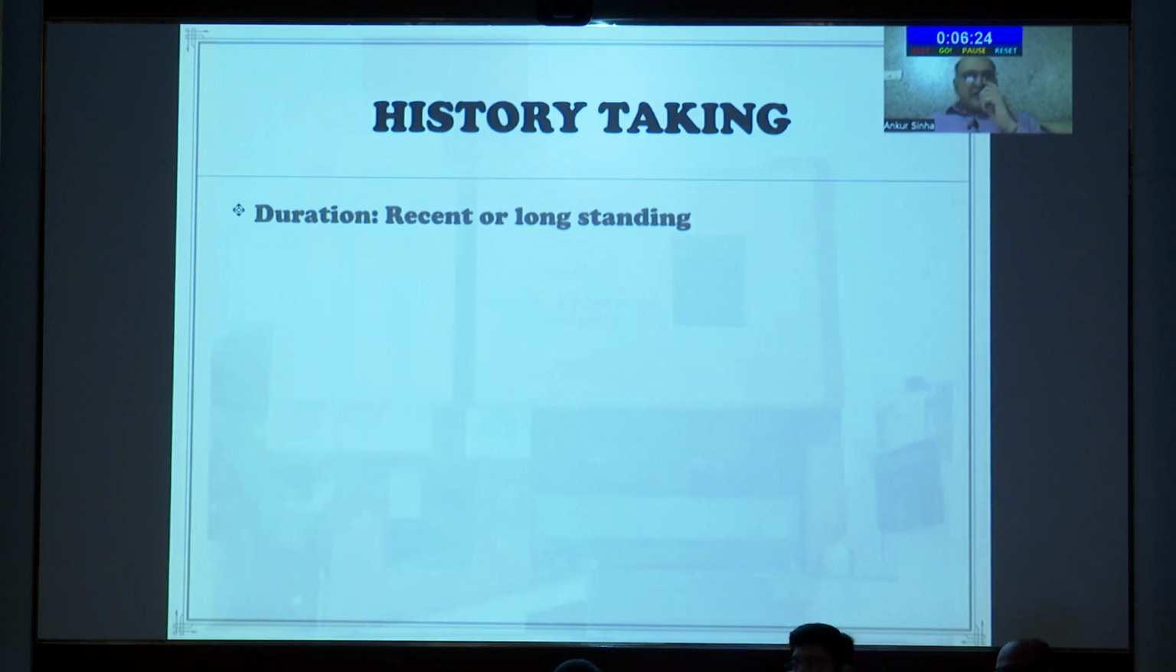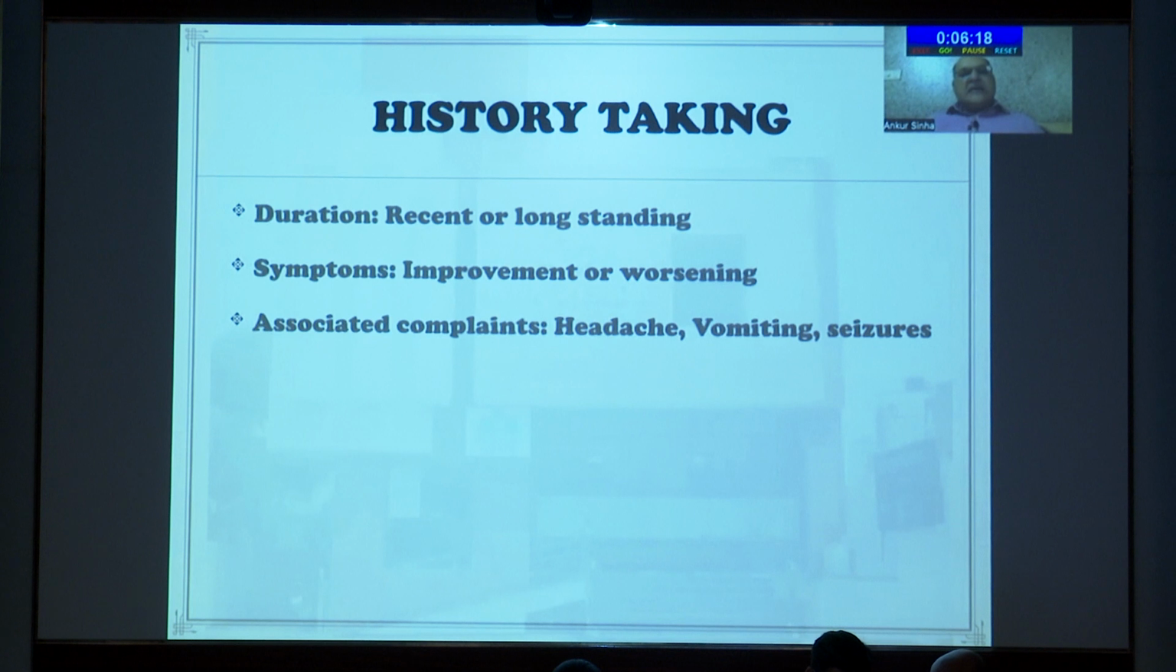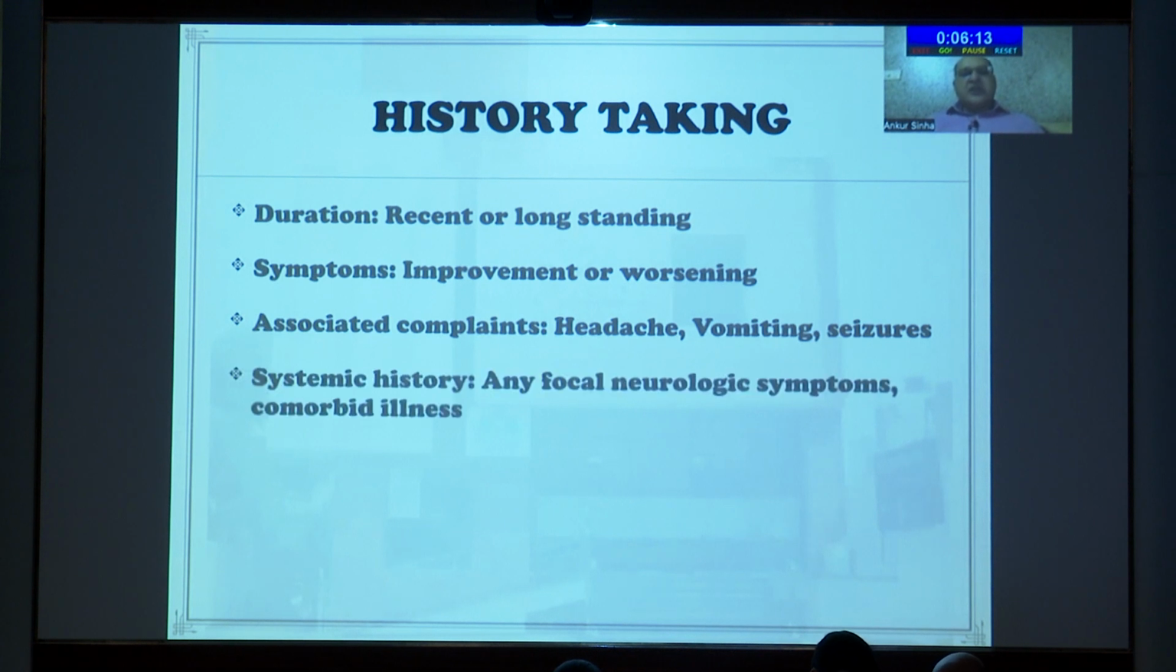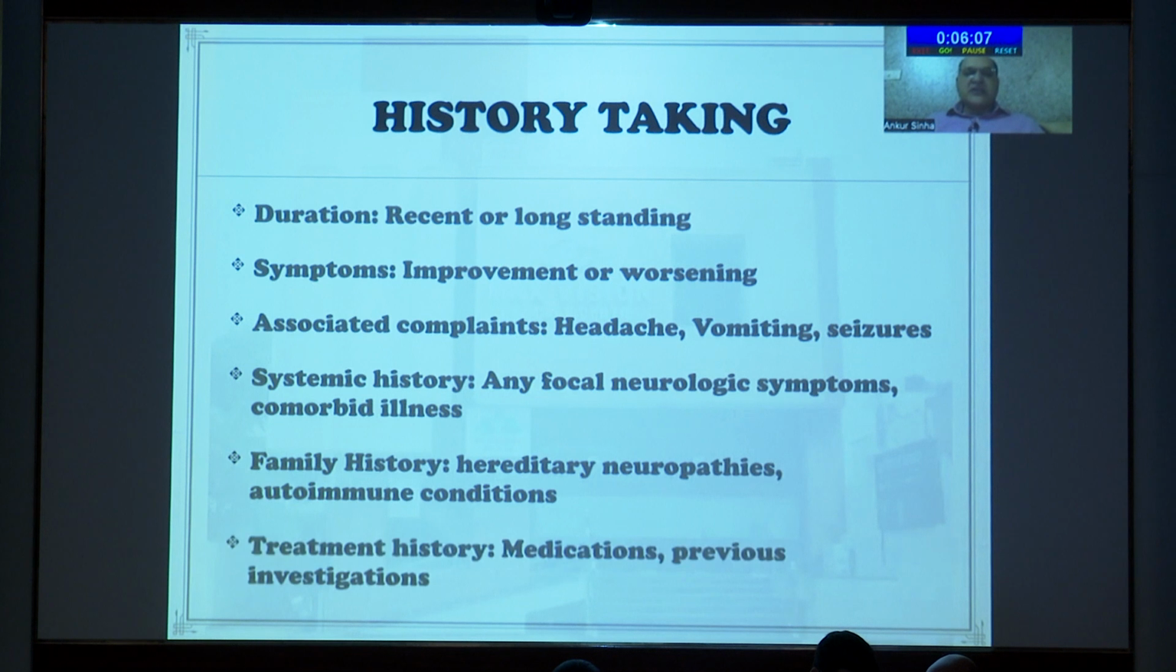Now, history taking starts with the duration, that is, whether it is a recent onset or long-standing, and whether the symptoms are improving or worsening. Are there any associated complaints of headache, vomiting, seizures, or history of any focal neurological symptoms or comorbid illness? Also ask about family history of hereditary neuropathies or autoimmune conditions, treatment history of medications, and previous investigations.